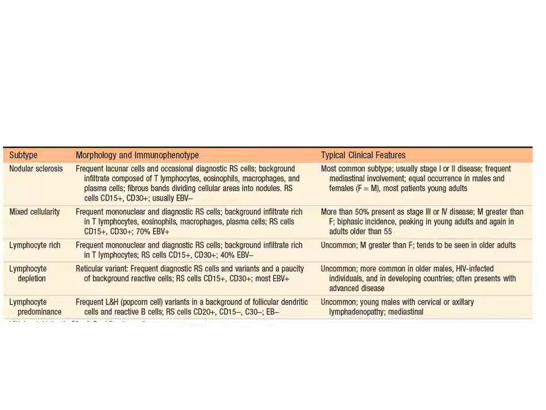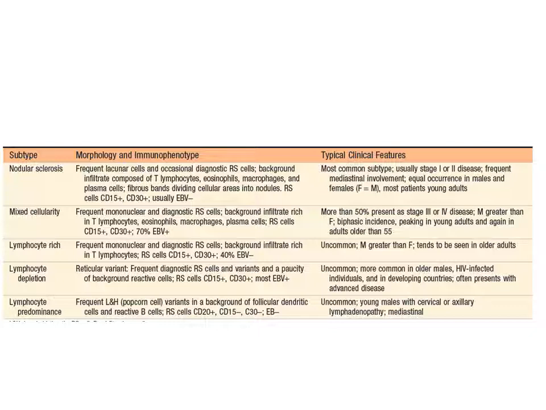In this type, typical clinical features: this is the most common subtype. Usually stage 1 or 2 disease, so we have very good prognosis in these patients. Frequent mediastinal involvement, equal occurrence in males and females. Most patients belong to the young adult group.